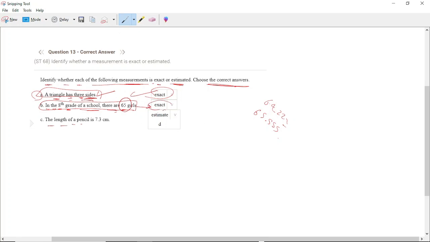The length of the pencil is 7.3 centimeter. This can be 7.333, so we rounded it, so it will be 7.3. So that means this one is not an accurate value, because as we mentioned here, the last digit is estimated and the first number is sure. So that means this measurement is estimated.